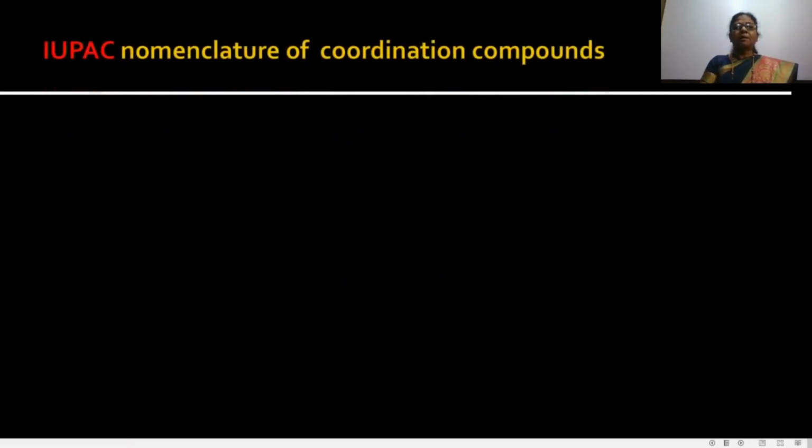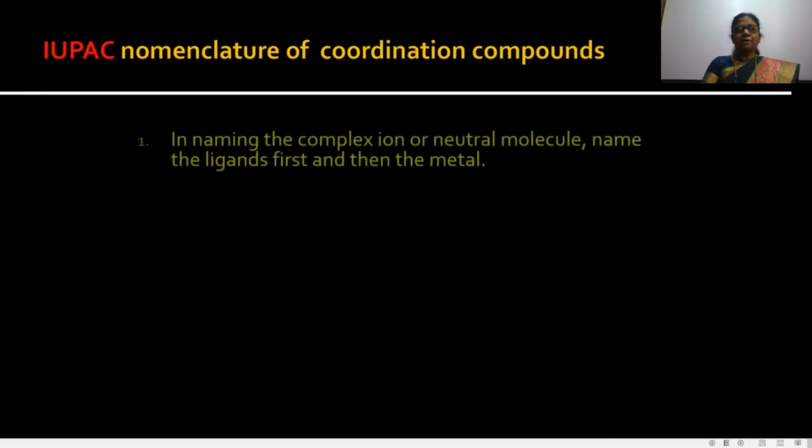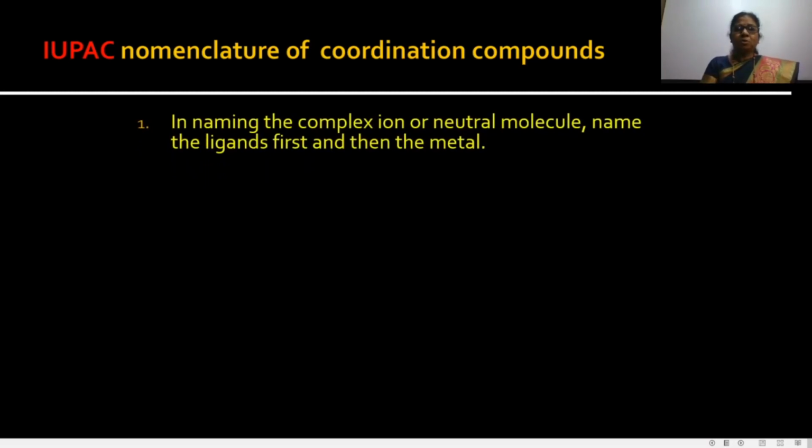Now see the IUPAC nomenclature of coordination compounds. In this IUPAC nomenclature, we need to understand and remember the rules. Now see the rules one by one. The first rule in the naming of a complex ion or neutral molecule is to name the ligands first and then the metal. The first rule is, if we give the name of this complex ion, then first write the name of the ligands and then the metal.